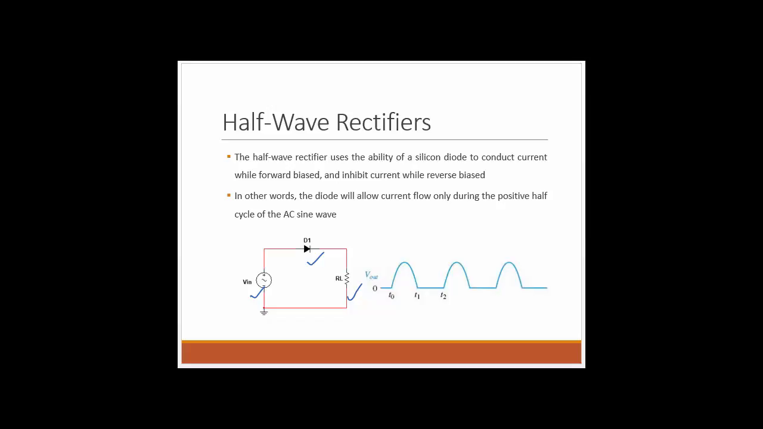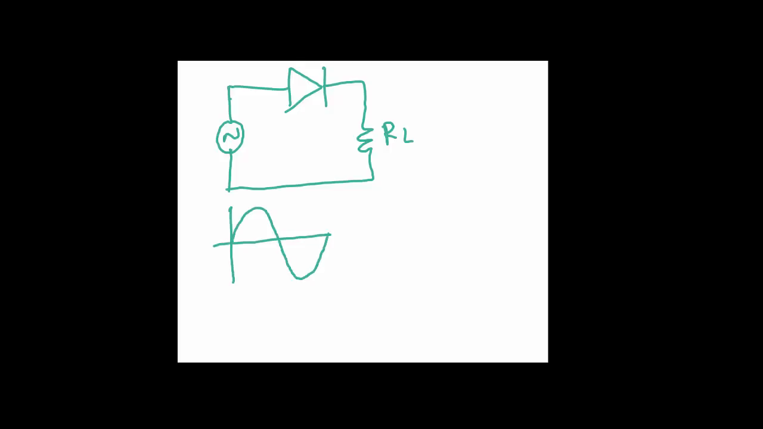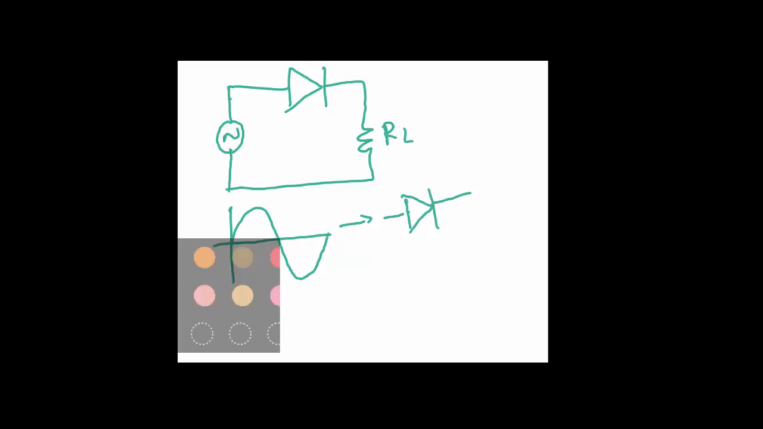The half wave rectifier uses the ability of the silicon diode to conduct the current when it is in forward bias and inhibits the current when it is in reverse bias. Remember, the input voltage is an AC voltage that is passing through the diode, and here you have a load resistor. So I have an AC signal, positive and negative cycles, passing through a diode. During the positive half cycle, that means when the signal is greater than 0, let's put the direction of the diode. This is the anode, and this is the cathode of the diode.